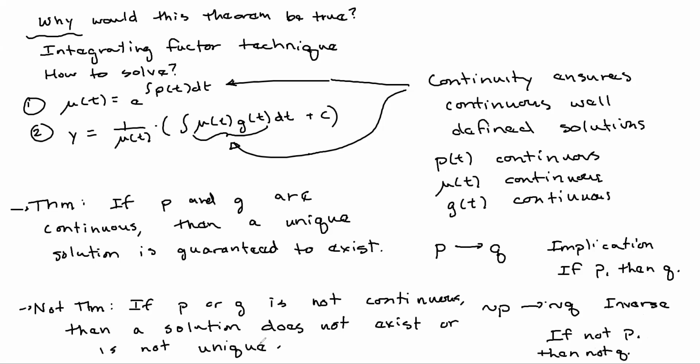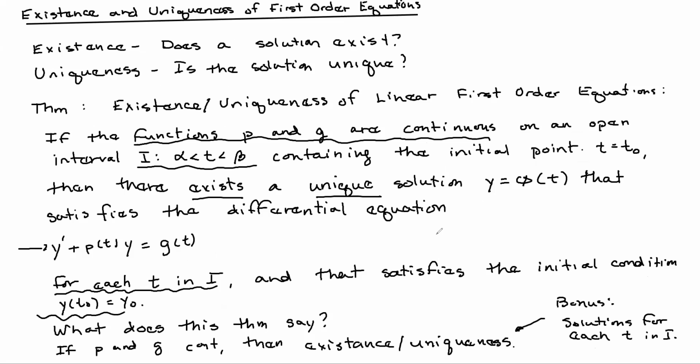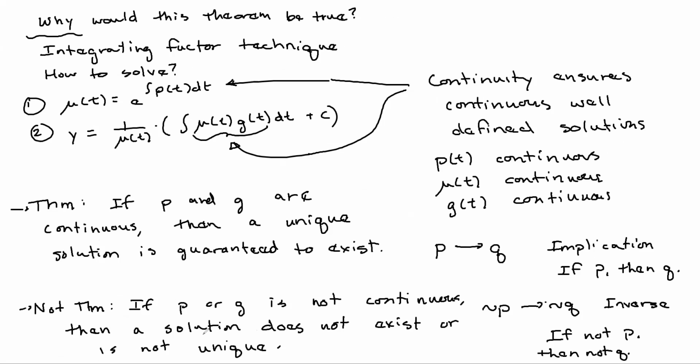You just need to be careful about reading a theorem and understanding what it says. If you read this theorem carefully, it does not say this. It cannot be twisted around into this. It is not equivalent to this. If P or G is not continuous, then it just says nothing. So you just need to be able to read theorems and understand what they're talking about.